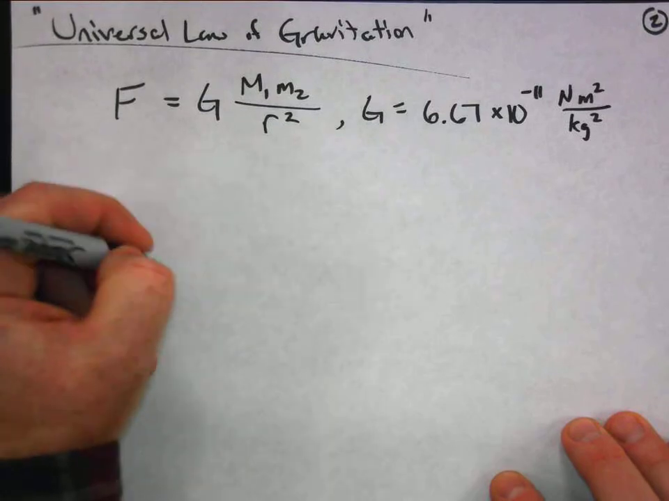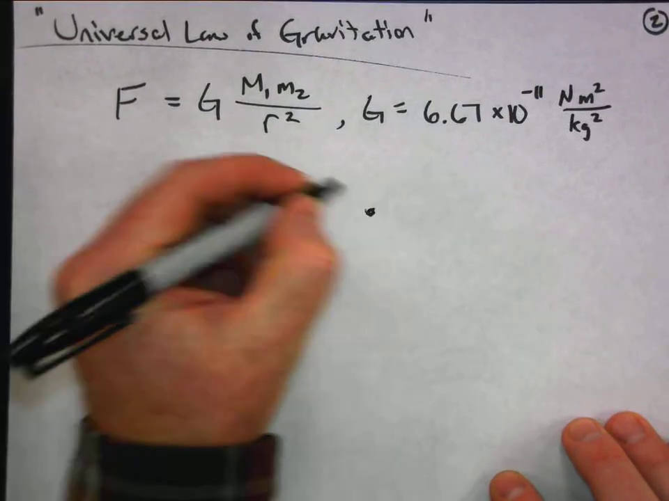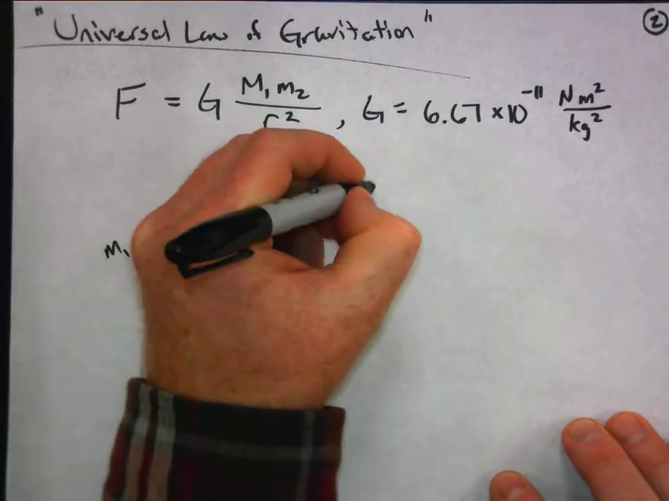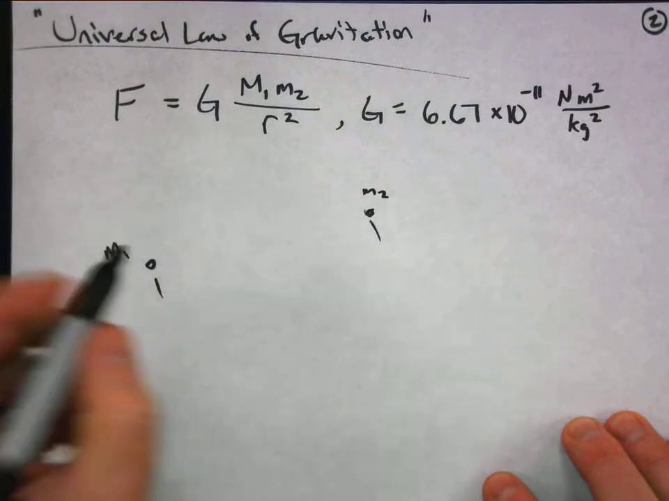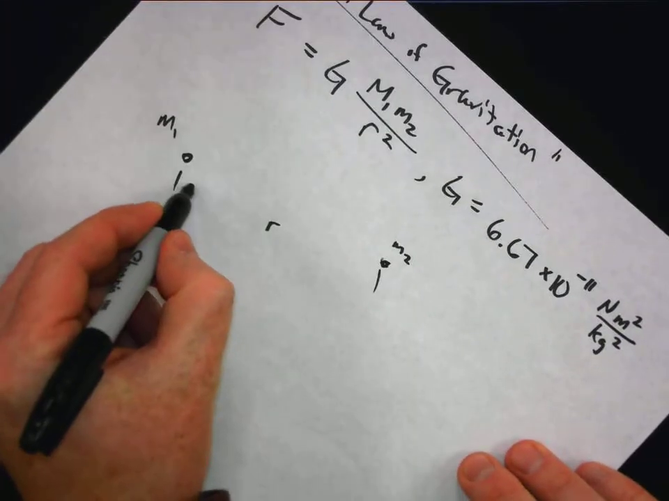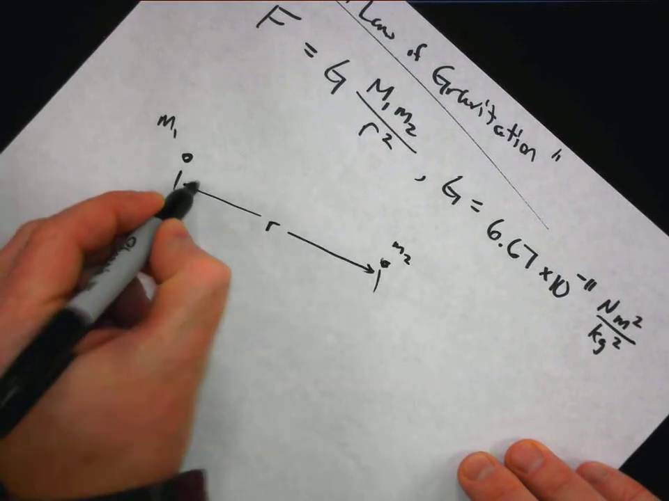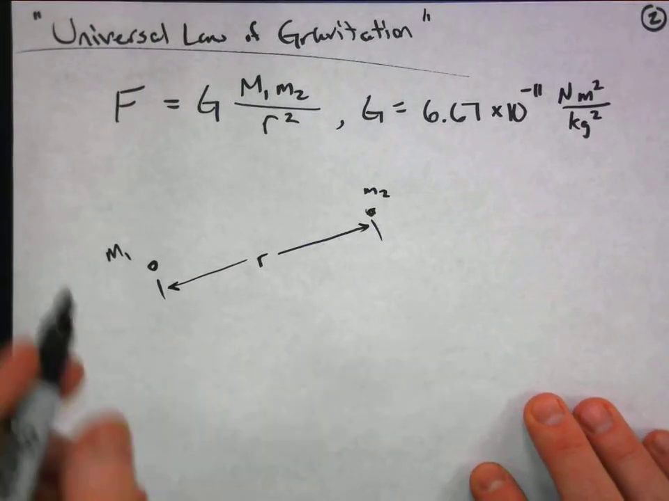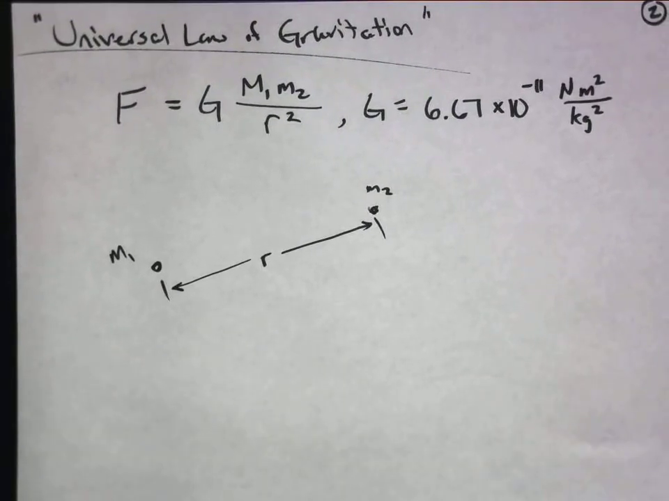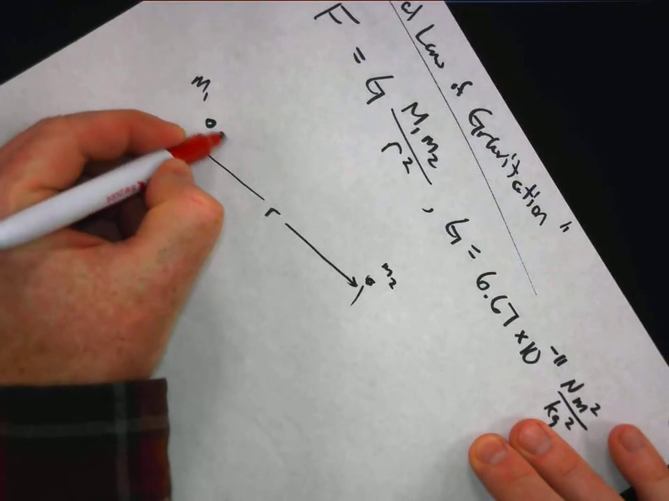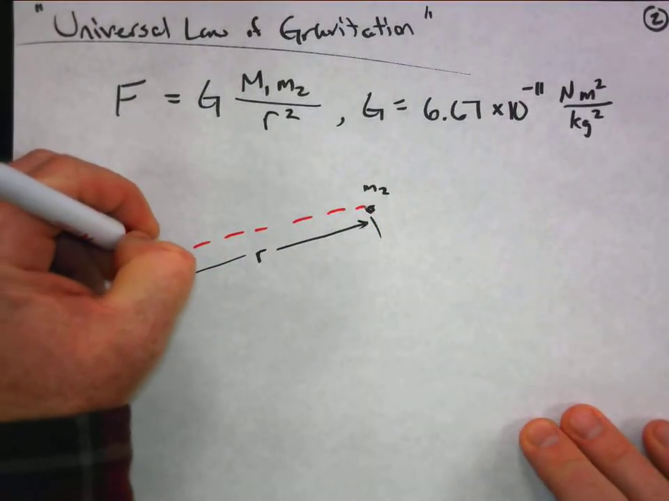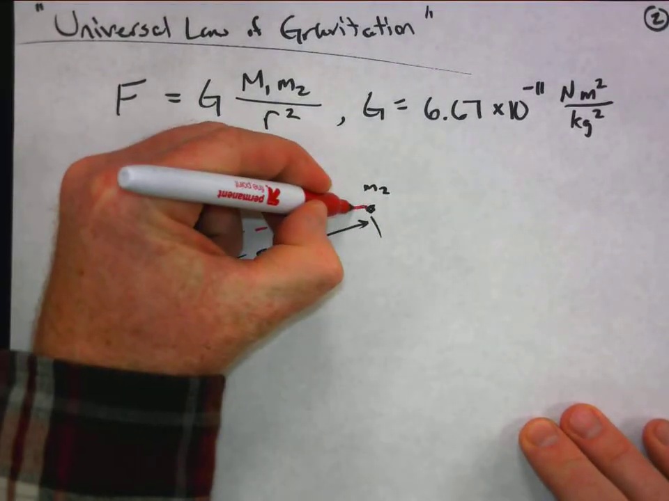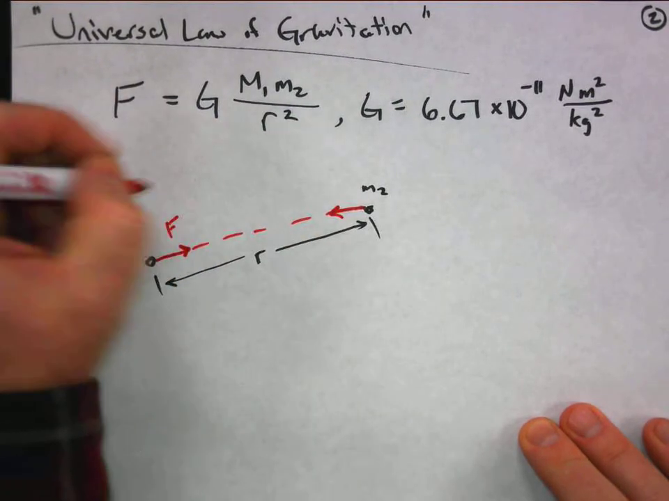So how does this look? You essentially are going to have a mass there and a mass there, M1, M2, and those masses are some distance away from each other. That would be the radius. And there is a force of attraction between those two objects. The force of attraction acts along a line straight between those two point masses. So here's F there, and here is F there.